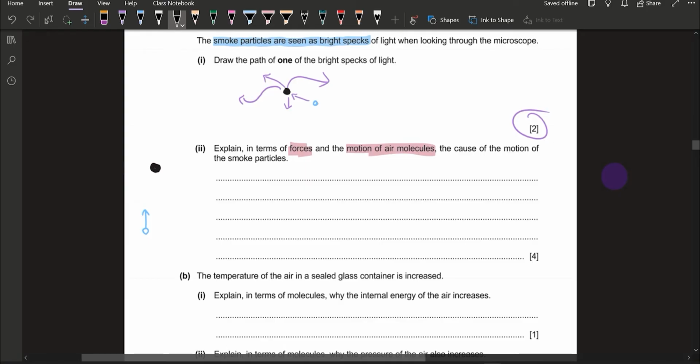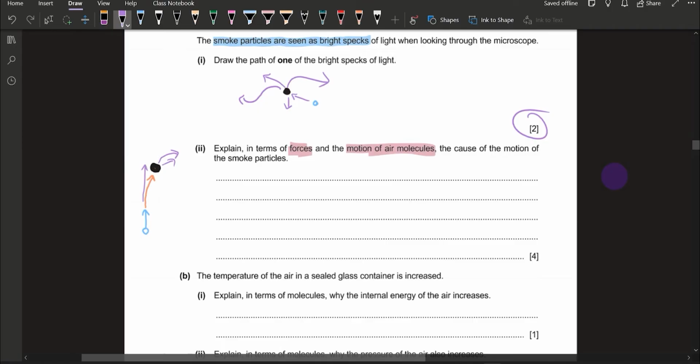What might happen is this air molecule might go and hit the smoke particle, might collide with it, and depending on the direction from where the air molecule will hit the smoke particle, that would determine the direction where the smoke particle will go. For example, in this case, it might go on this side, or if it hits straight, it might go on this side here. It all depends on how the air molecule hits the smoke particle.